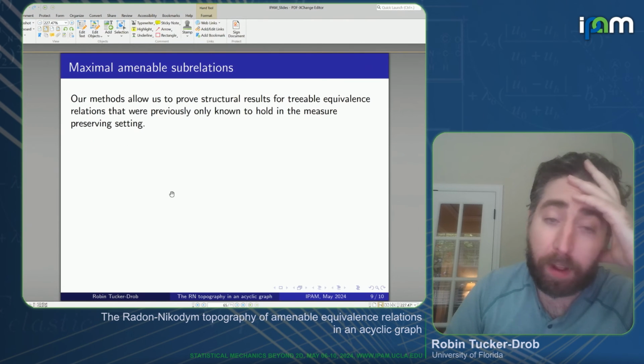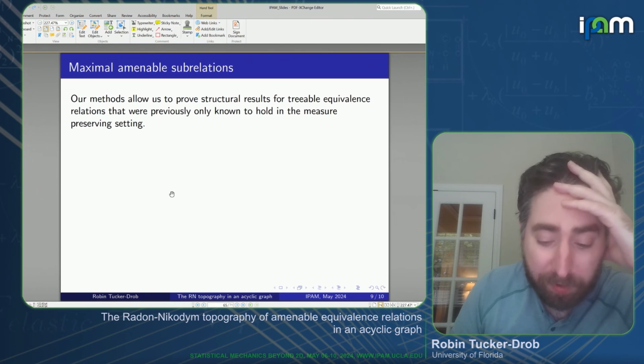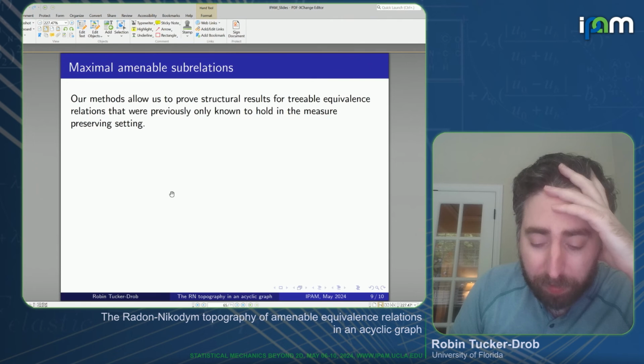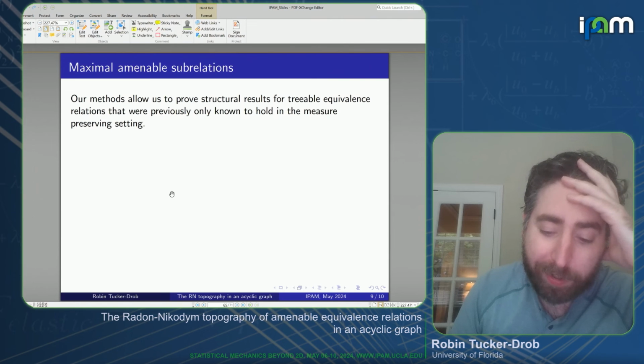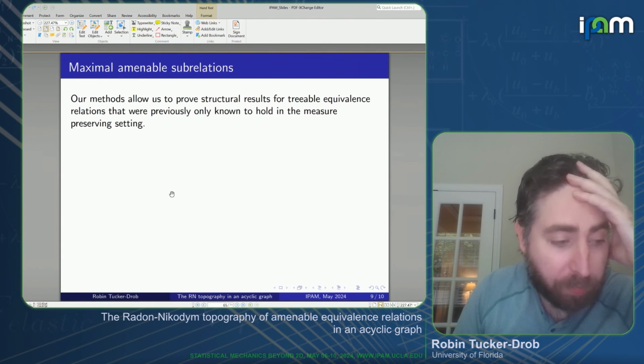In any case, to state it, I'll need this notion of smooth versus nowhere smooth. In the measure preserving setting, what I'm calling smooth coincides with just every equivalence class being finite.